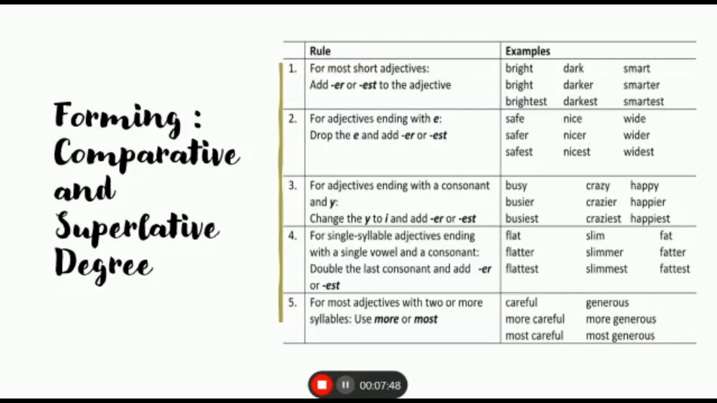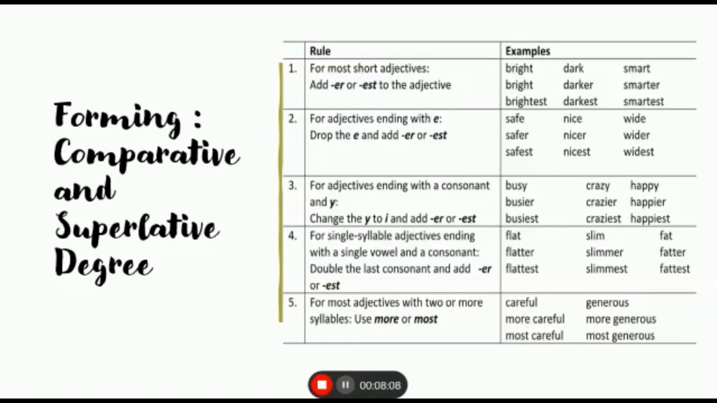Now it says the words which are ending in e need to drop their e and then add er and est. So safe becomes safer and safest, nice becomes nicer and nicest, and wide becomes wider and widest. You are supposed to drop that e and add er and est, the same as the first one.